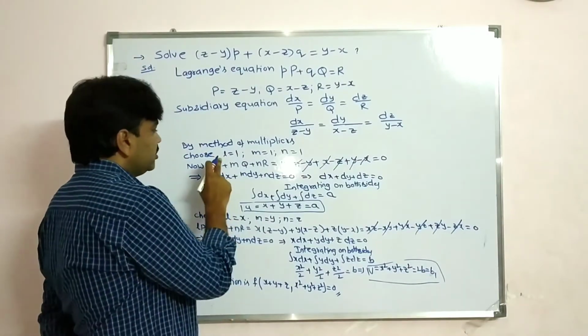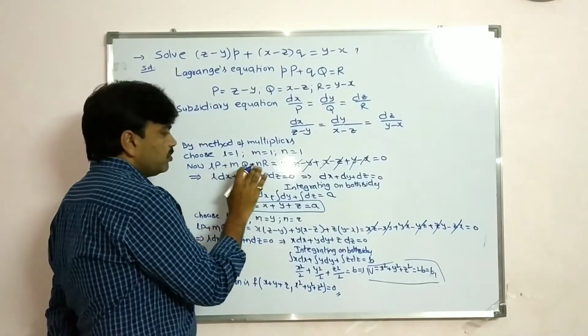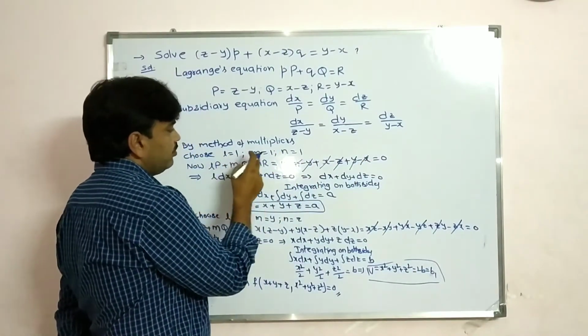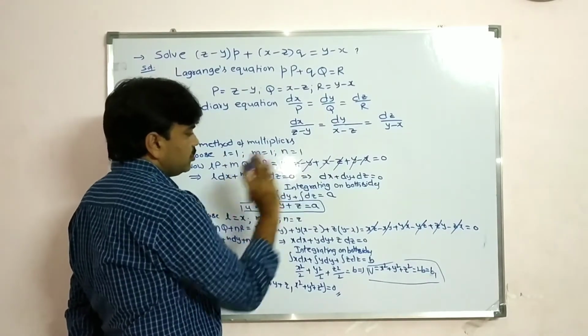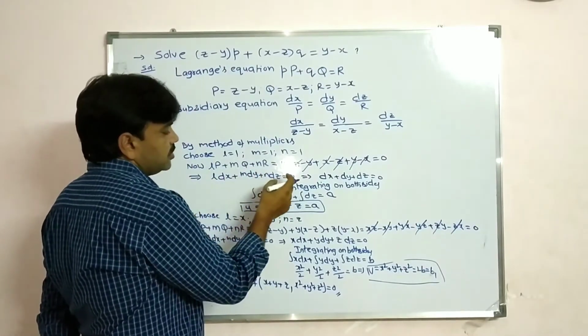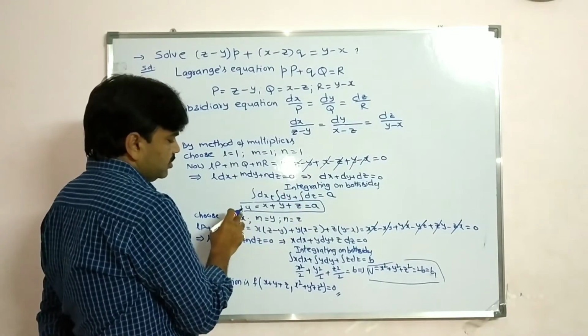In the method of multipliers, I am choosing the elements, students. How are you choosing the elements here? LP plus MQ plus NR is equal to 0. So I am choosing here L, M, N. So I am taking the LP plus MQ plus NR value. This is 0, students. So the L value is substituted here. L dx plus M dy plus N dz is equal to 0. Again, I am substituting the element values, you get the U value, students.